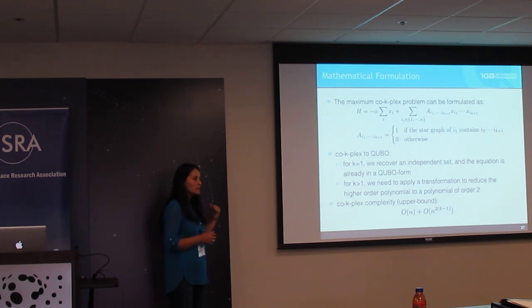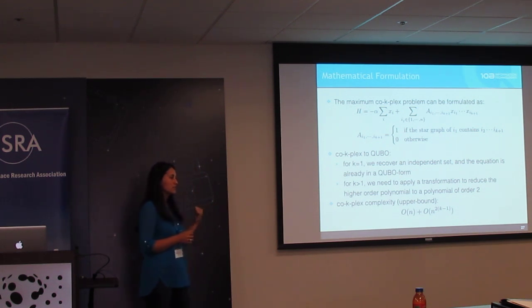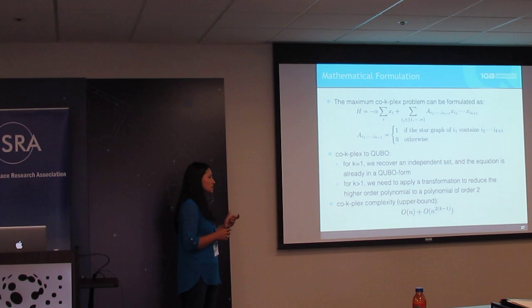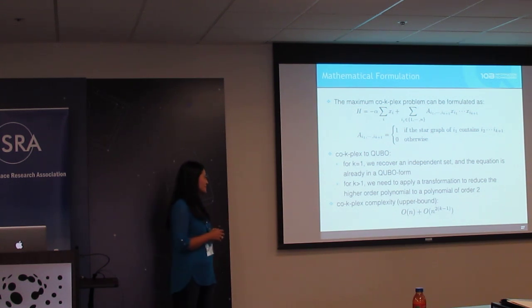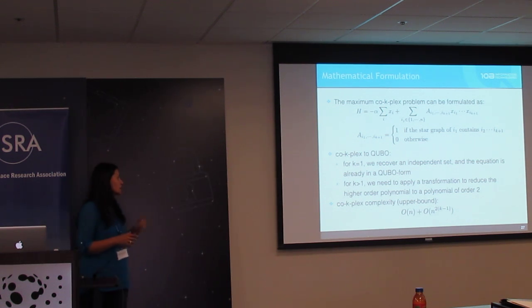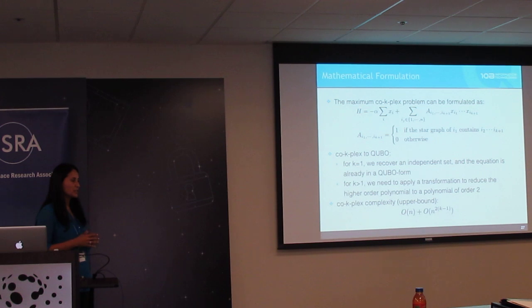So in the problem that I mentioned before of 133 variables, if I want to use that for a 2-plex or a co-2-plex, in the worst case it will increase to 133 squared, which is too big for the D-Wave. A size of 12 is very nice on the D-Wave. So this is the worst-case complexity that you can find for this type of problem.